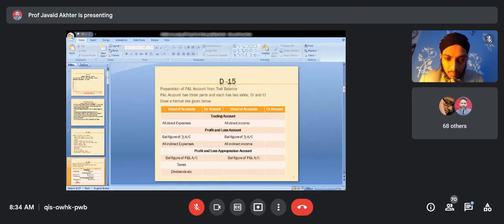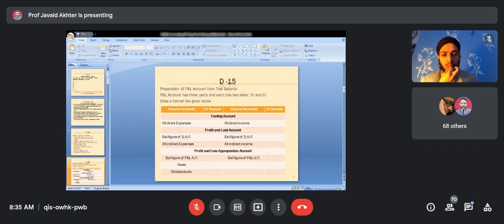So in debit side, all direct expenses. Credit side, all direct income. Now the difference between these two will be transferred to profit and loss account. Then we will include all indirect expenses and we will include all indirect incomes. Correct? Difference between these two will be transferred to profit and loss appropriation account.